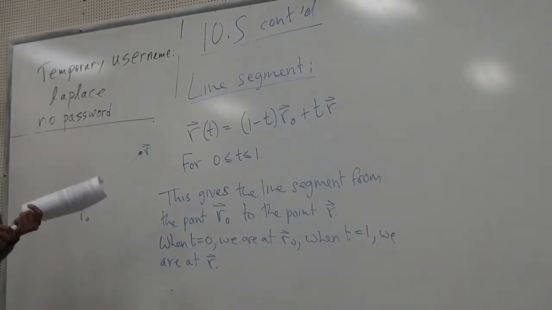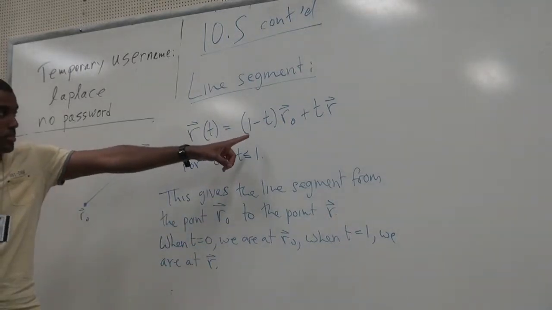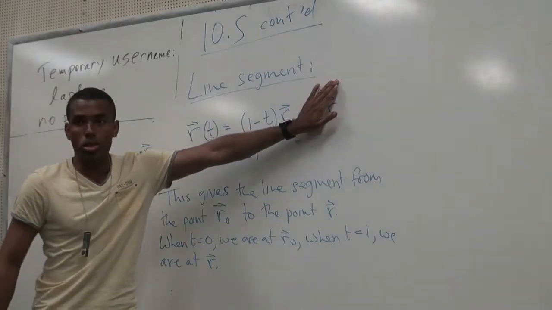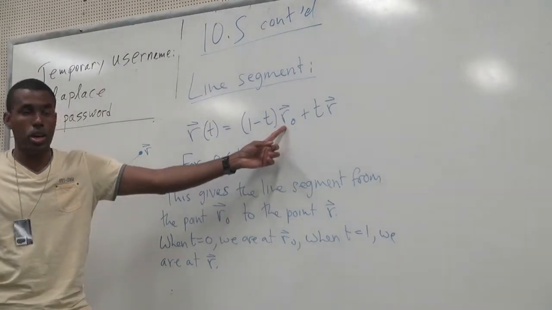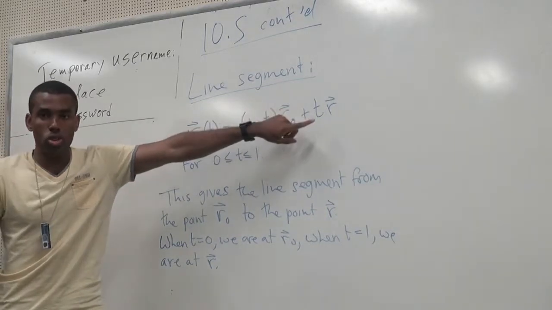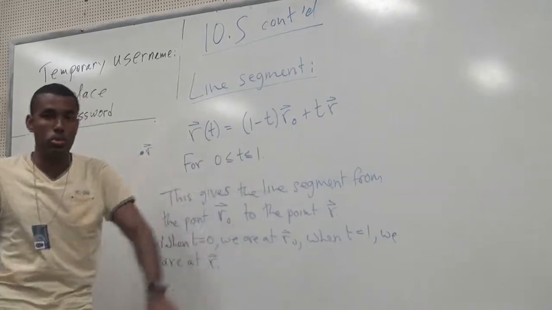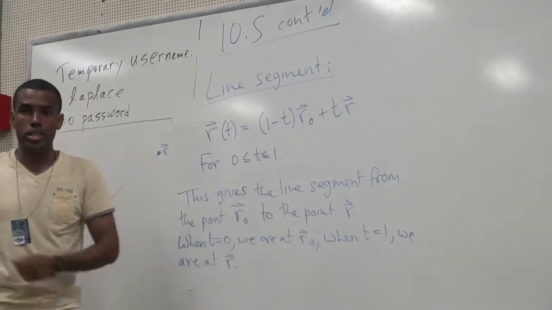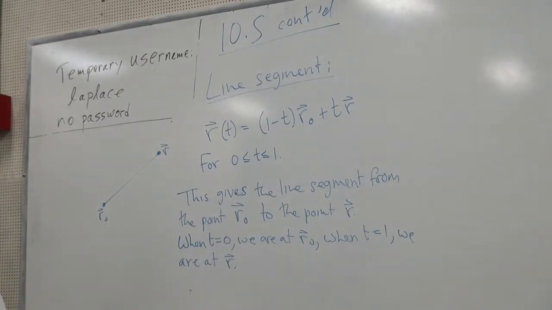You can see that it's not very difficult. If you plug in t equals 0, what happens? This term goes away, and then you just have 1 times R0, so that it gives you the point R0. If you plug in t equals 1, then this dies, and you only have the point R. So 0 will start here, and 1 will end you up there. And because it's a linear equation, you move along a straight line from one point to the other. Okay?